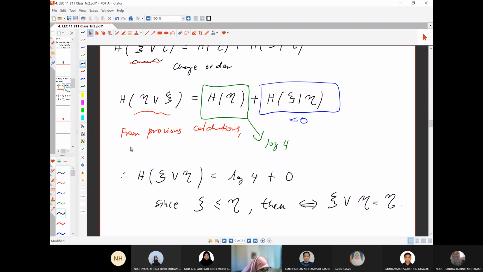The values of the entropy if we join between psi dengan eta ni, the values of the entropy of the joining here is equals to log 4. Maximum dia log 4, which is the value of H of eta. Sebab dia tak boleh exceed the biggest partition here, which is eta. So kalau you have this condition psi less than or equal to eta, the joining entropy of psi join with eta, you will have only eta lah. Join partition will be only eta, the maximum one. You take the maximum partition tu.